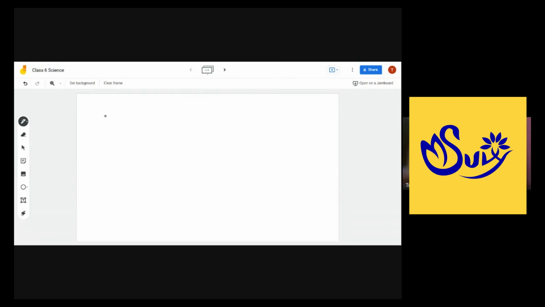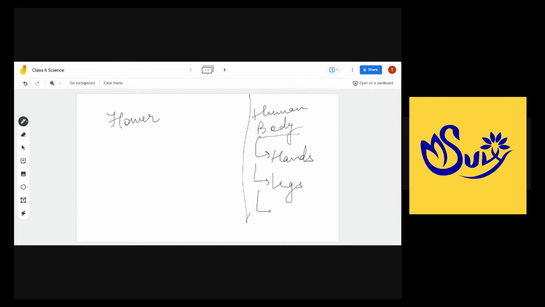Now, if I talk about a flower, it has various parts. For example, if I talk about the human body, what does the human body have? It has hands, it has legs, it has face, ears, mouth, right? Similarly, a flower also has many parts in it. So we will study that today.